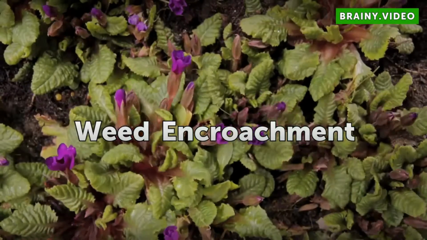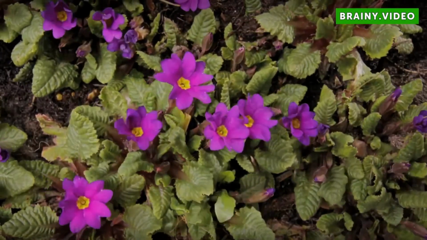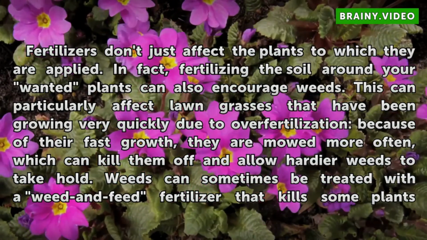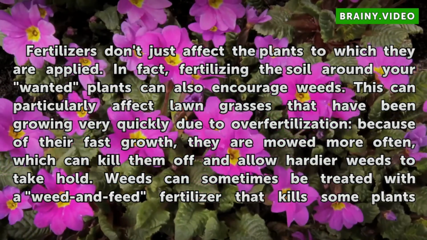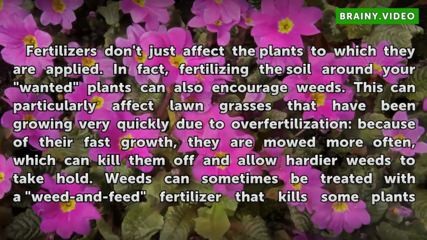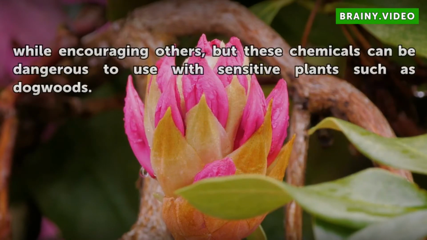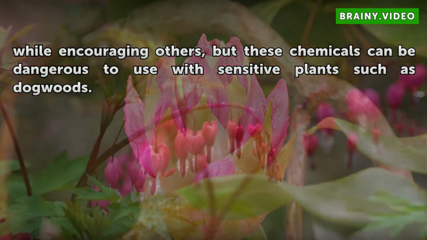Weed encroachment. Fertilizers don't just affect the plants to which they are applied. In fact, fertilizing the soil around your wanted plants can also encourage weeds. This can particularly affect lawn grasses that have been growing very quickly due to over-fertilization. Because of their fast growth, they are mowed more often, which can kill them off and allow hardier weeds to take hold. Weeds can sometimes be treated with a weed and feed fertilizer that kills some plants while encouraging others, but these chemicals can be dangerous to use with sensitive plants such as dogwoods.